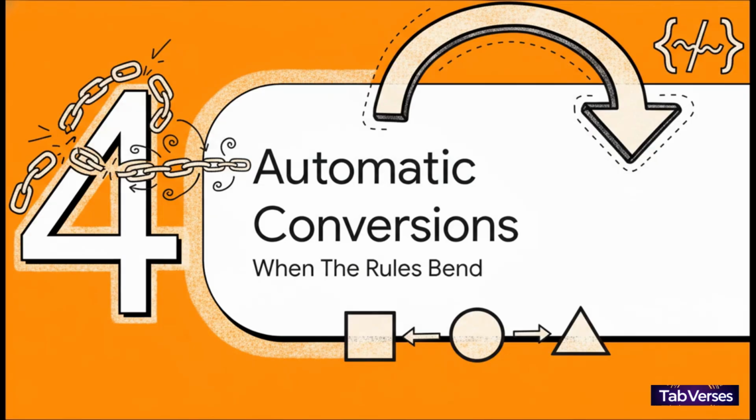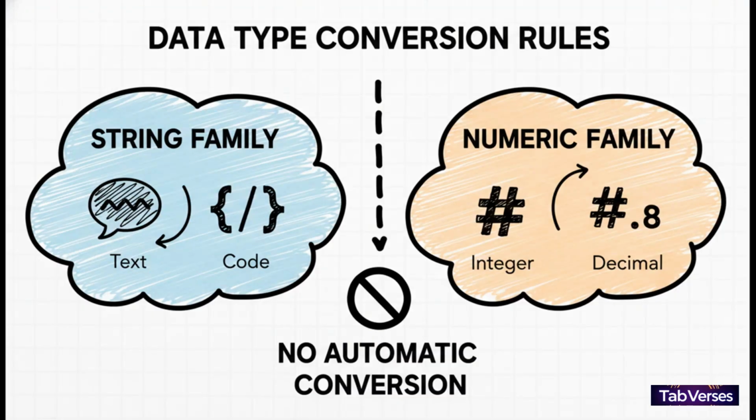Now, like with any good set of rules, there are a few exceptions. While AL is strict, it's also smart. In some very specific cases, it can actually convert a data type for you, automatically, behind the scenes. But hold on, this isn't a free-for-all. You can't just convert anything to anything. This automatic conversion only works within two specific families of data types: strings, like text and code, and numerics, like integers and decimals. They have to be compatible.